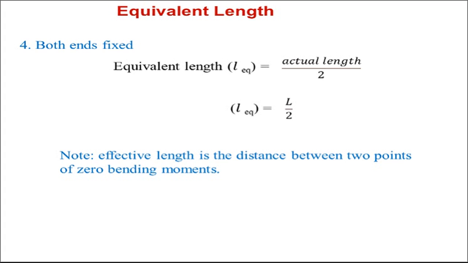And one note is there: effective length is the distance between 2 points of zero bending moment. Okay, so try to remember that effective or equivalent length is the distance between 2 points of zero bending moment. You have to measure the distance between the two zero bending moment points.